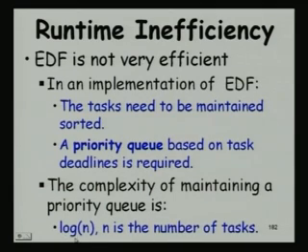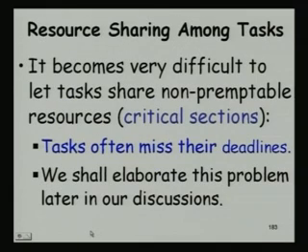and log n to the base 2, where n is the number of tasks, is the complexity of maintaining a priority queue. If you brush up your knowledge of the basic data structures and algorithms, you will see that a priority queue is implemented using a heap, and that is the most efficient implementation of a priority queue. And log n is the complexity of maintaining a priority queue, and each time an event occurs, we need to adjust the priority queue, right. So, it is not very efficient, because that overhead will be incurred in every event occurrence.